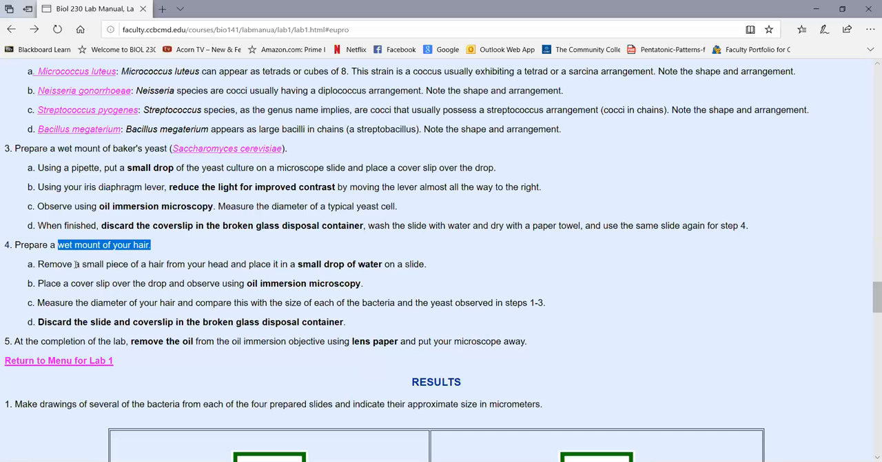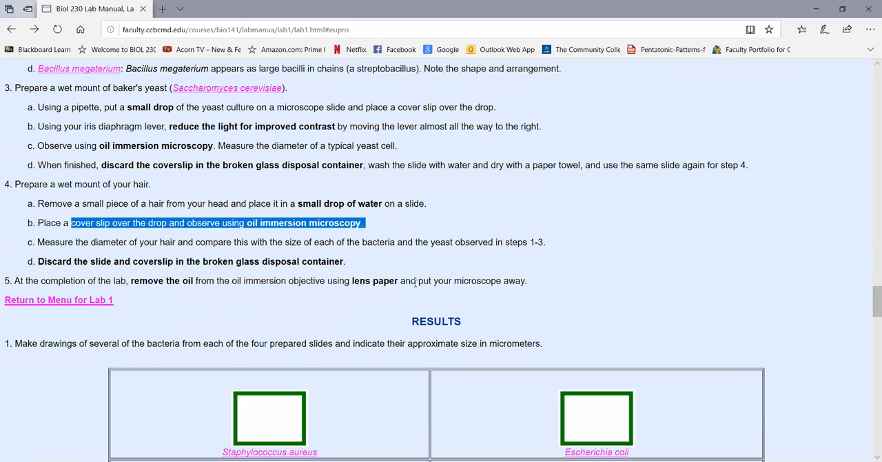So you're going to remove a small piece of hair from your head, put it in a small drop of water on a microscope slide, put a cover slip on top of that, and then a drop of oil, and focus on your hair using oil immersion microscopy. Now that'll be the hardest thing to find.